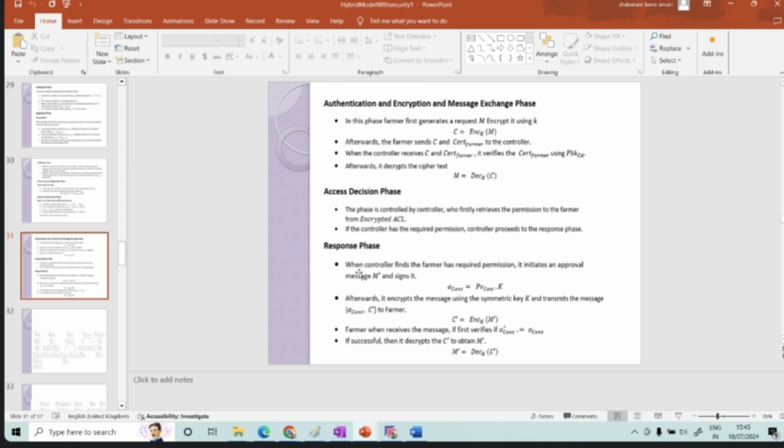In the response phase, when the controller finds the farmer has the required permission, it initiates an approval message and signs it using its private key. Afterward it encrypts the message using symmetric key K and transmits this message to the farmer. When the farmer receives the message, it first verifies the signature, and if successful, it decrypts the message to obtain M dash.